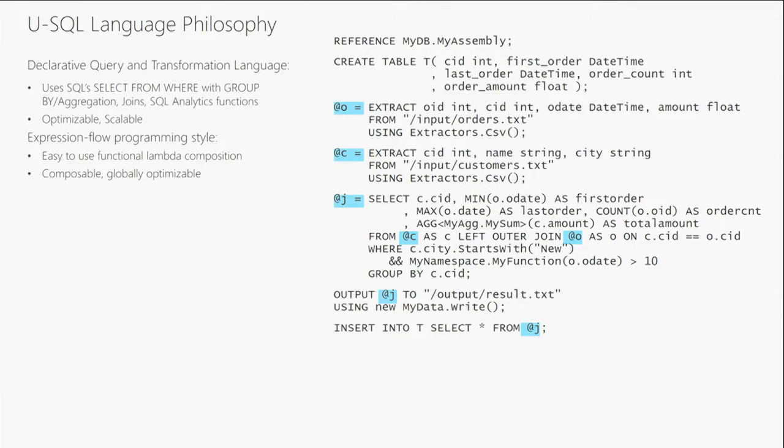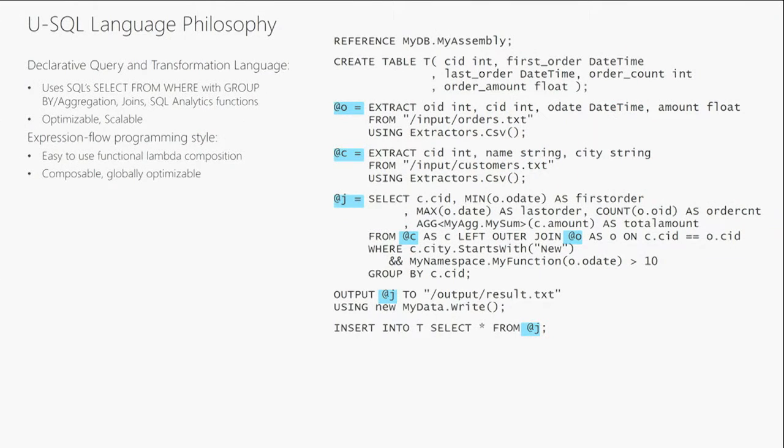But in addition, we also give you an expression flow programming style that might be familiar to people that have been using Pig in the Hadoop ecosystem. What it means is that each of the expressions gets assigned a name, and then every time we reference the name, that expression gets inlined in that environment, so that in the end, a single script will give us a large single execution tree.